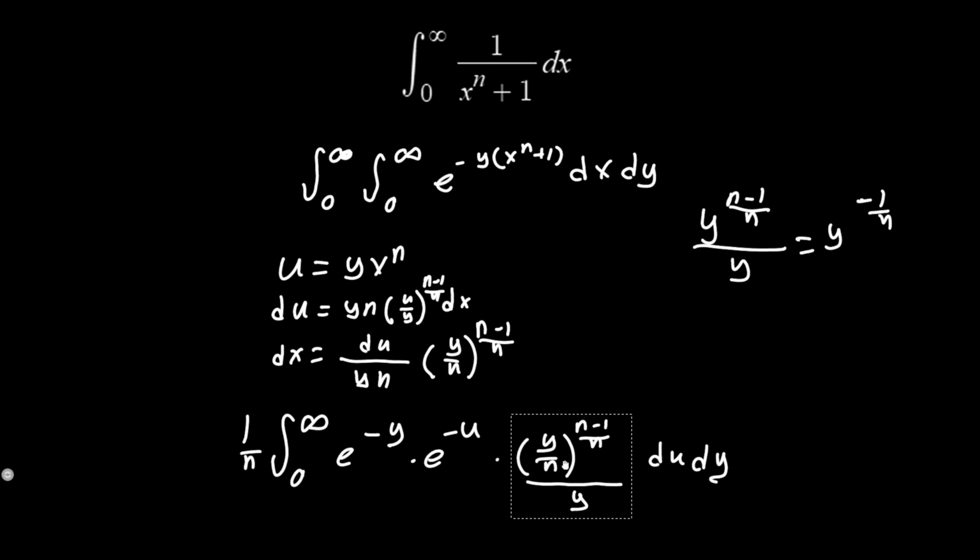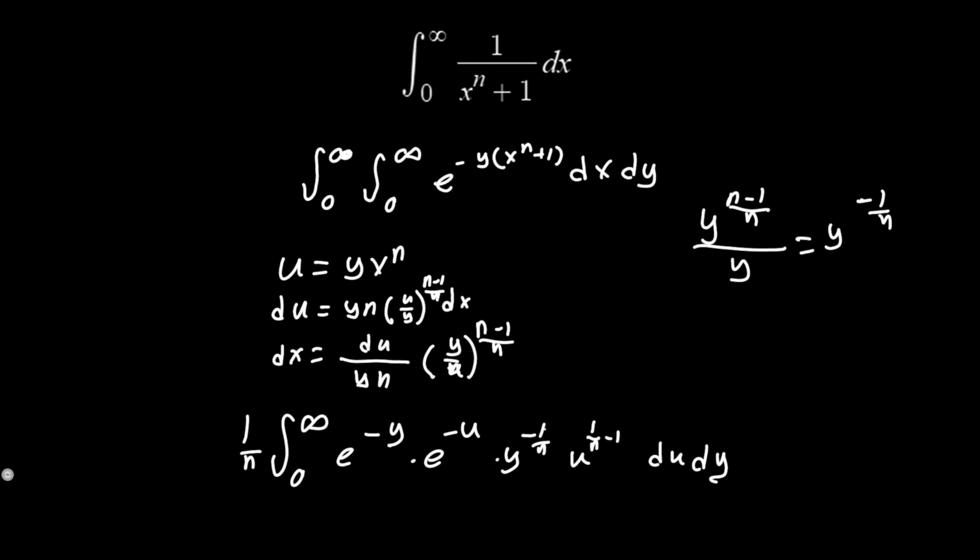Okay, so we have y to the negative 1 over n, and the u will pretty much be, oh wait, my u looks like an n. Let me just fix that. So we're going to also look at this, and this will pretty much be u to the 1 minus n over n, which I will just rewrite as 1 over n minus 1.